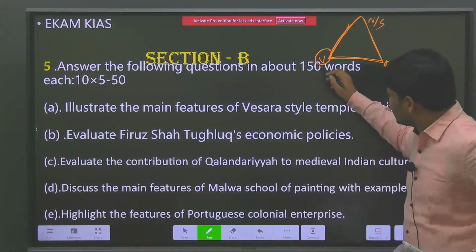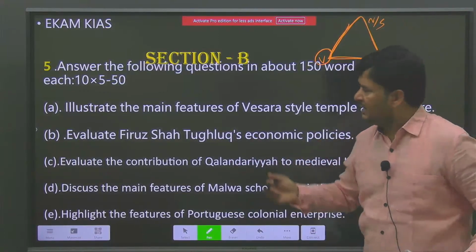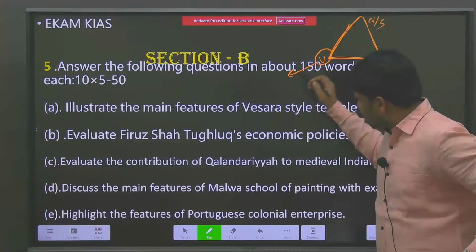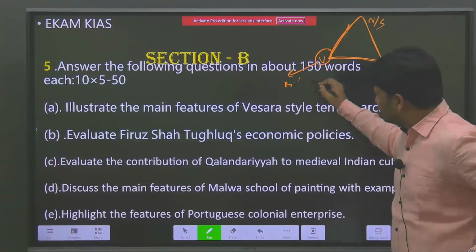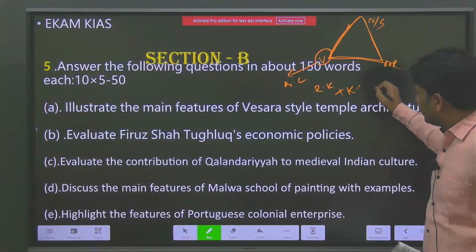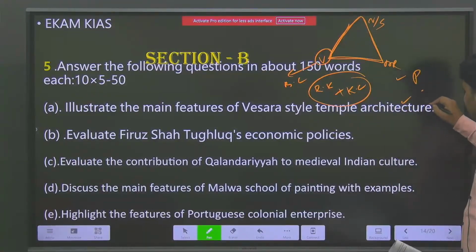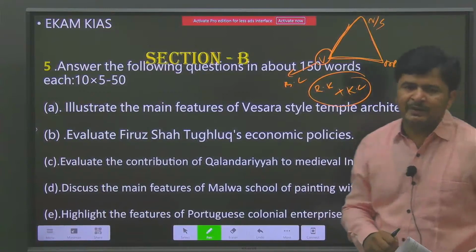When it comes to Vesara style, in fact, Vesara style is a mixture of both Nagara style and Dravidian style, and it was introduced by Badami Chalukyans and further developed by Rashtrakutas, followed by Kalyani Chalukyans. When it comes to Dravidian style of architecture, it was introduced by Pallavas and further new features were added by Cholas.